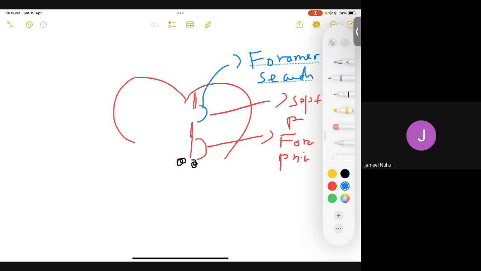Okay, perfect. Remember that the first wall, septum primum, is very flexible. So remember, the septum primum is flexible.